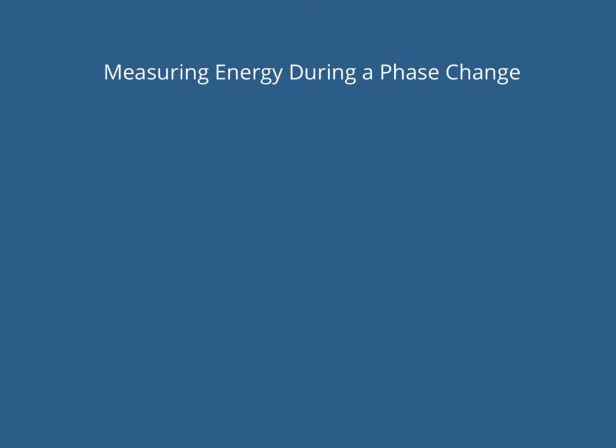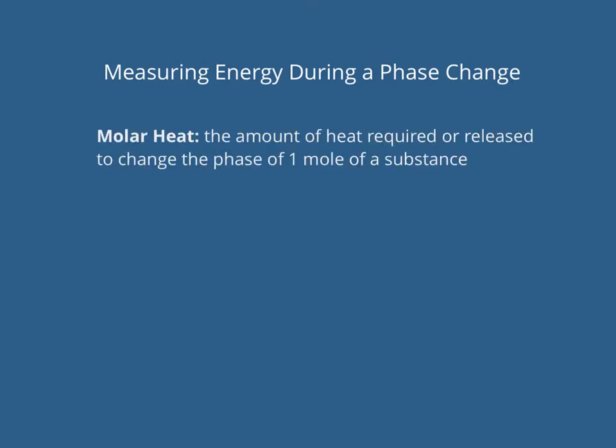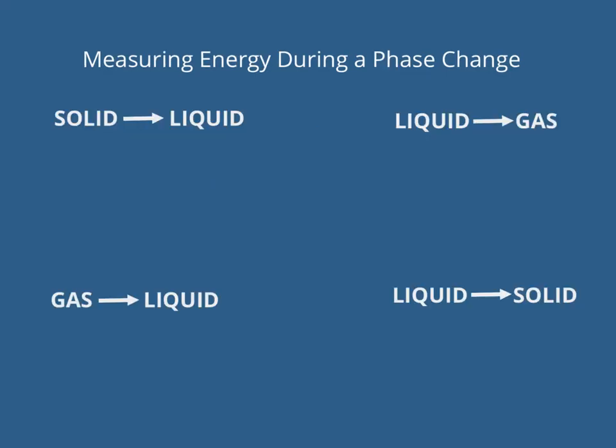So when we measure the energy change during a phase change, we typically measure it in terms of 1 mole, and this is called the molar heat, and its units are kilojoules per mole. So it's the amount of heat required or released by 1 mole of a substance as it changes phase. Now let's take a look at our molar heats for each of the following scenarios.